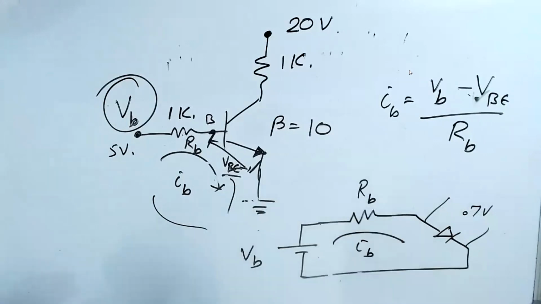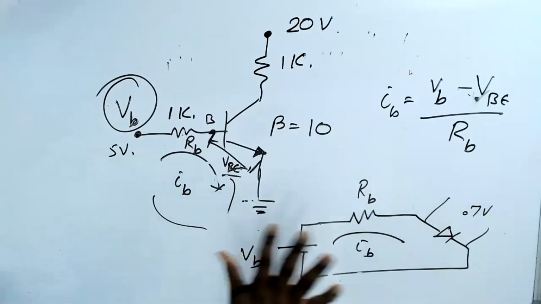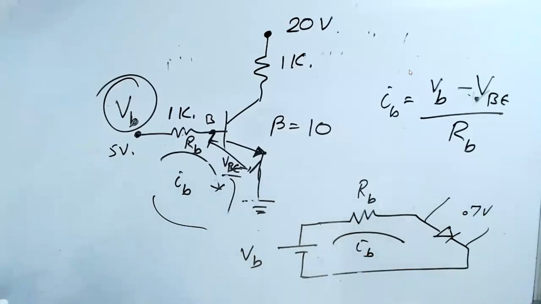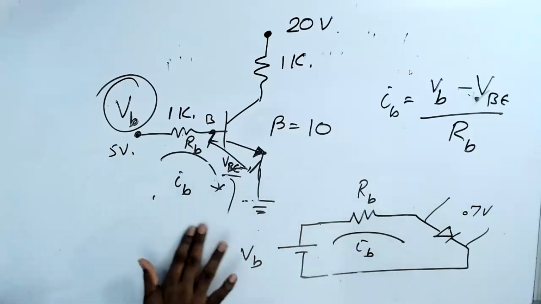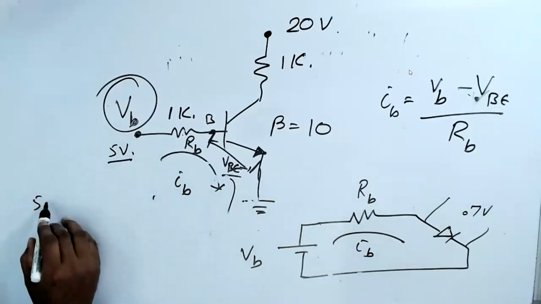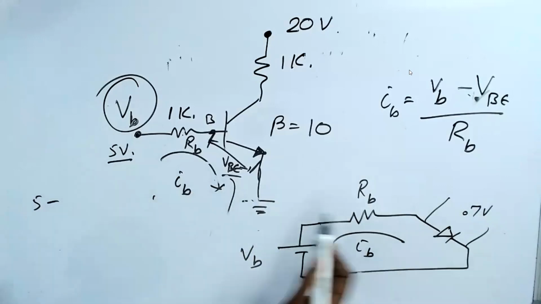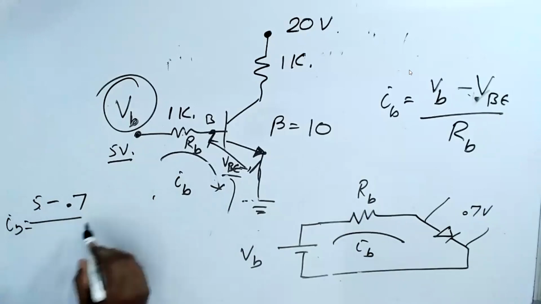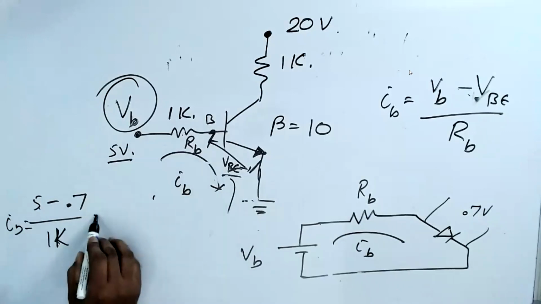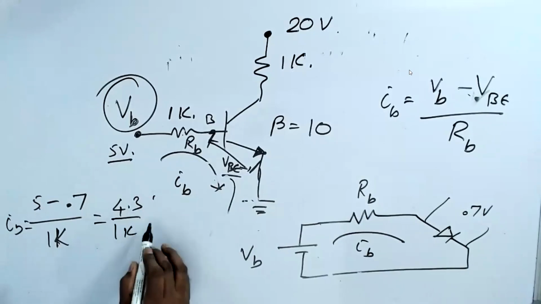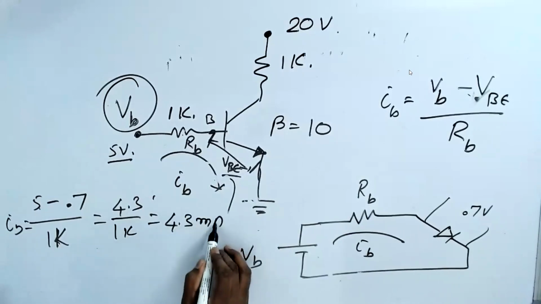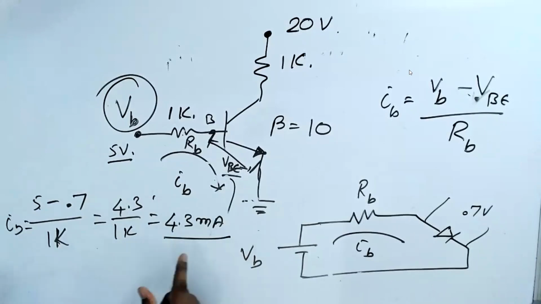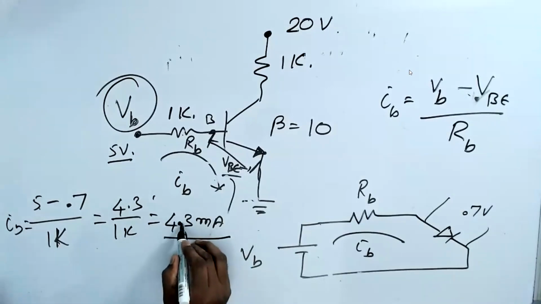Sir, what about that amplification factor? That will come next. First of all, you calculate IB. Okay. Once you calculate IB, what is IB now? I have given 5 volt. So 5 minus 0.7 divided by RB. IB is equal to 5 minus 0.7 divided by 1K, is equal to 4.3 divided by 1K, is equal to 4.3 milliampere. You understand now? 4.3 milliampere is the current here.